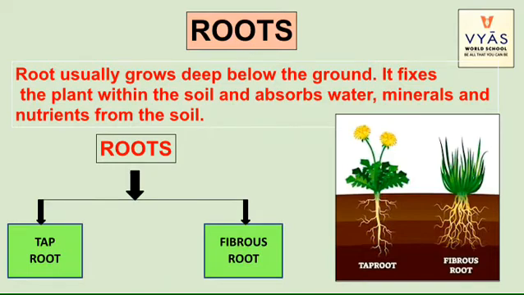Root usually grows deep below the ground. Root is a part of a plant that grows below the ground. It fixes the plant within the soil and absorbs water, minerals and nutrients from it. So the function of the root is to fix the plant within the soil, and to absorb the water, minerals and nutrients from it.